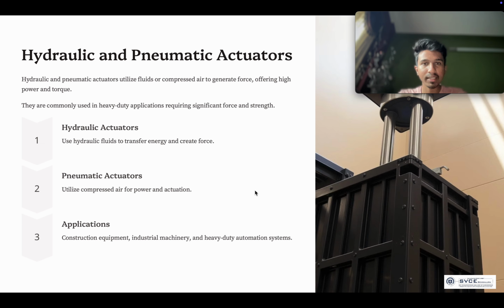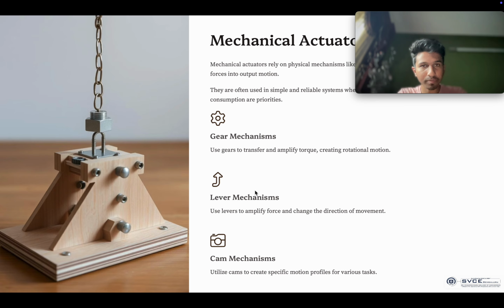Then we have hydraulic and pneumatic actuators. They utilize fluid or compressed air to generate force, offering high power and torque. They are commonly used in heavy duty applications requiring significant force and strength. Hydraulic actuators use hydraulic fluids to transfer energy and create force. Pneumatic actuators utilize compressed air for power and actions. Applications include construction equipment, industrial machinery, heavy duty automation, etc.